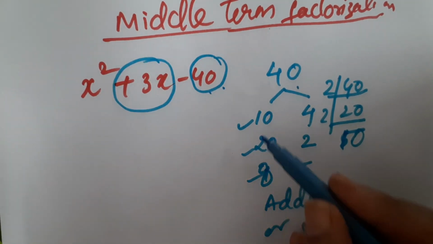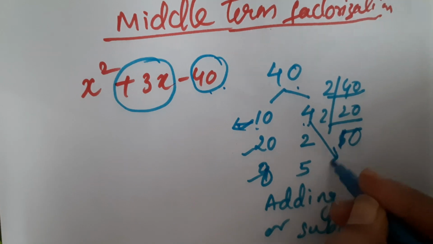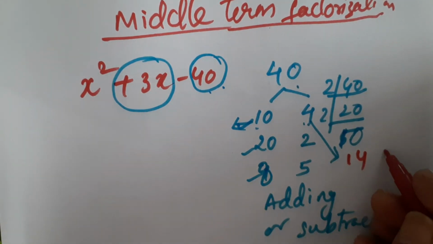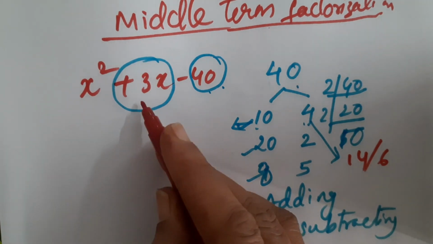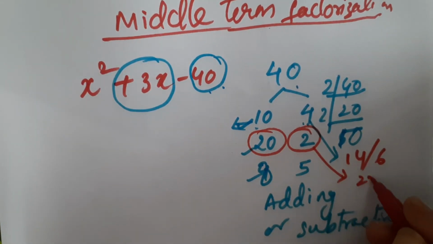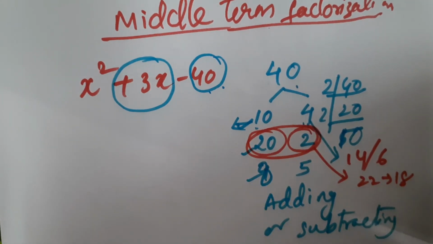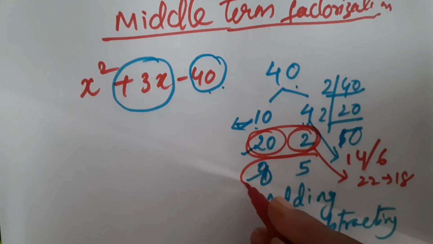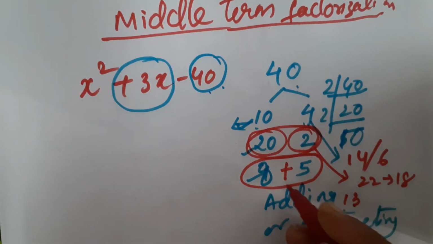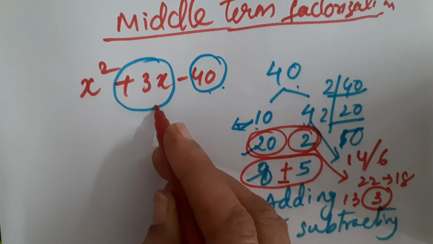So here 10 plus 4 is 14, or 10 minus 4 is 6. We are not getting 3. If we add 20 and 2, it's 22. By subtracting 20 and 2, we are getting 18, which is not 3. Again, from 8 and 5, if we add 8 and 5, it's 13. If we subtract them, we are getting 3. So 3 is our required number.